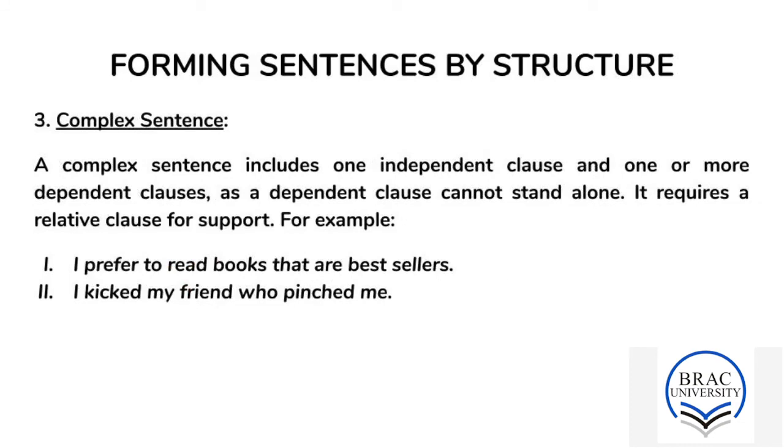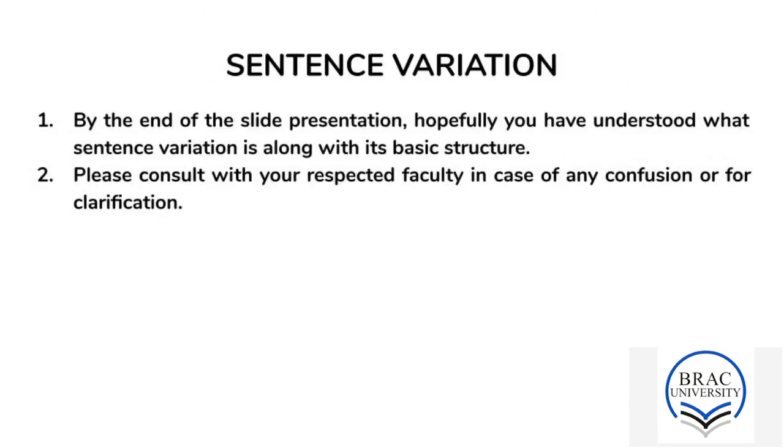The third type of structure is called forming a complex sentence. A complex sentence includes one independent clause and one or more dependent clauses. For example, I prefer to read books that are bestsellers. So reading books is the independent clause, followed by bestsellers are dependent clauses. I kicked my friend who pinched me. My friend is working as the dependent clause and I or me is working as the independent clause.